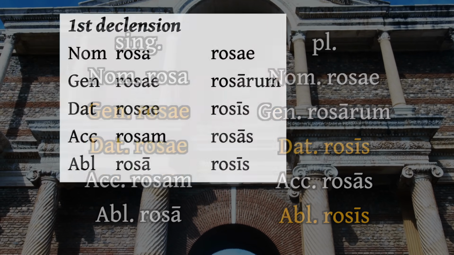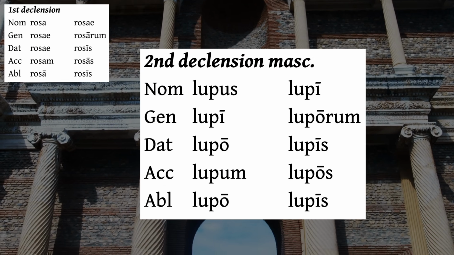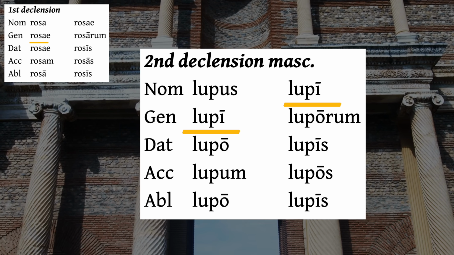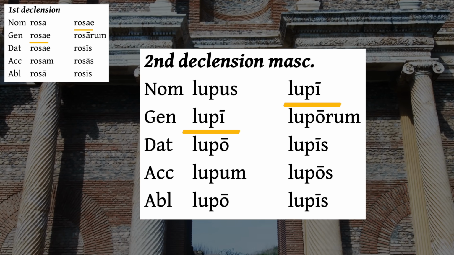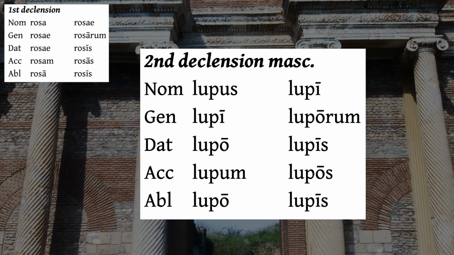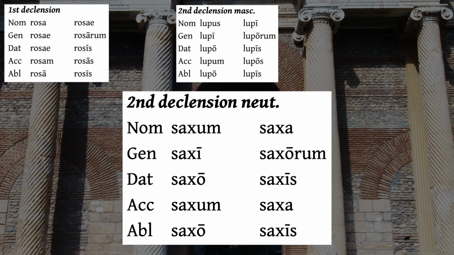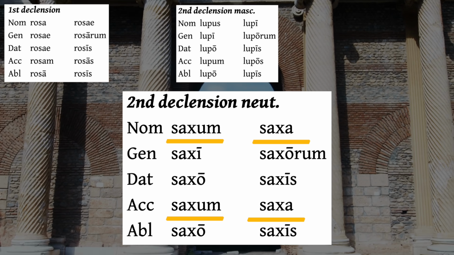Well, that's the first declension. What about the second declension, masculine? Here, the syncretic forms are the genitive singular and the nominative plural, lupi, lupi, just like rosae, rosae in the first declension. This happens to be the same syncretism in English, roses, roses. The other syncretisms are the dative and ablative, both singular and plural. In the neuter, as with saxum, the nominative and accusative are also identical in the singular and plural.